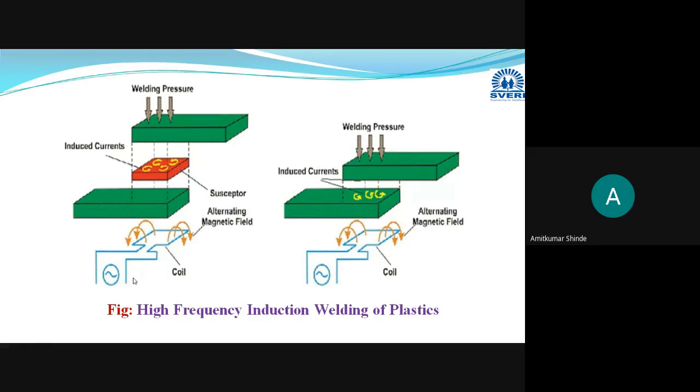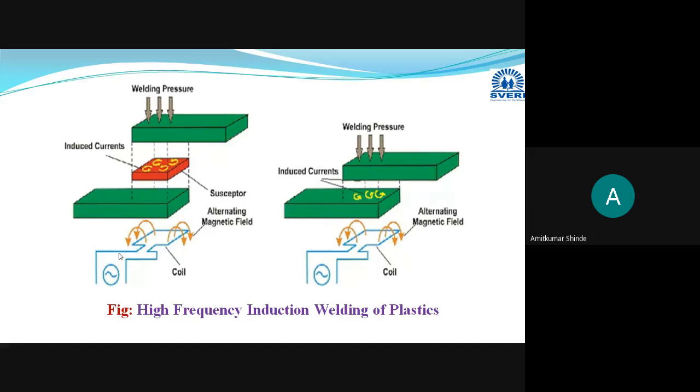Now this is the concept of how we are going to heat this component. These two are our plastic materials which we want to join. Our heat source is the inductor coil. In this inductor coil, we pass high frequency alternating current, and when it passes through the coil, an alternating magnetic field is generated perpendicular to the applied current.